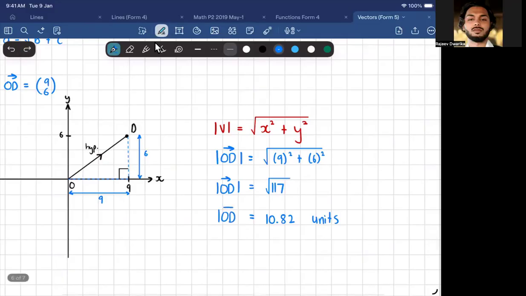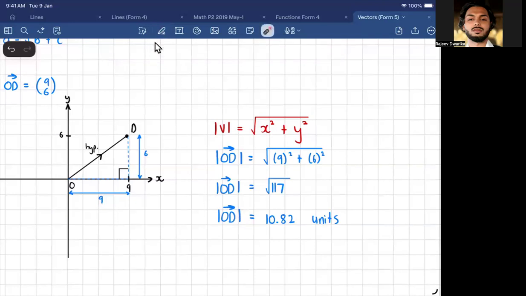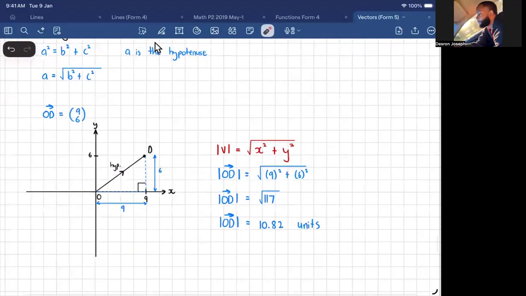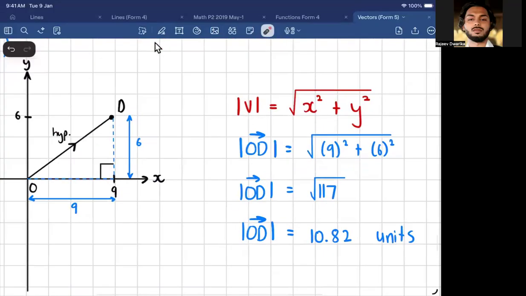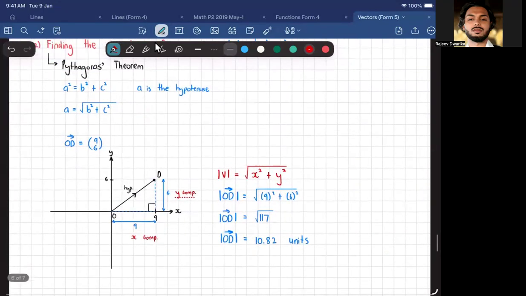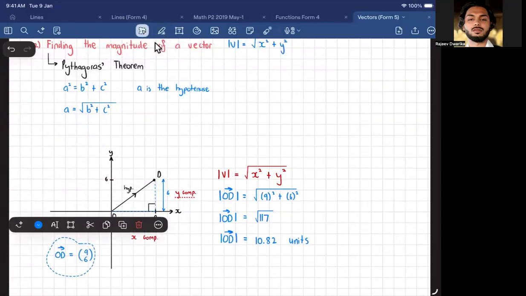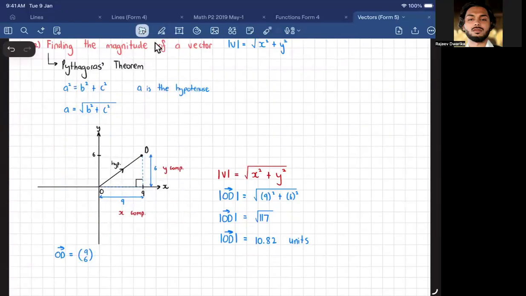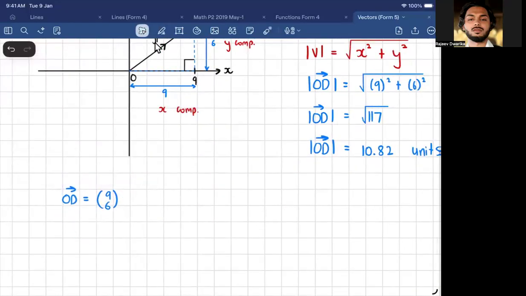Do you understand why it doesn't matter if it's negative or positive in this formula? Because what are we doing to the x and y values? We're squaring them. So x squared plus y squared. If I square something, what would happen? You always get a positive. Exactly, so it doesn't matter in this case. This is the y component, and this is the x component. Nice. So we'll do some examples and then we will move on to something else.